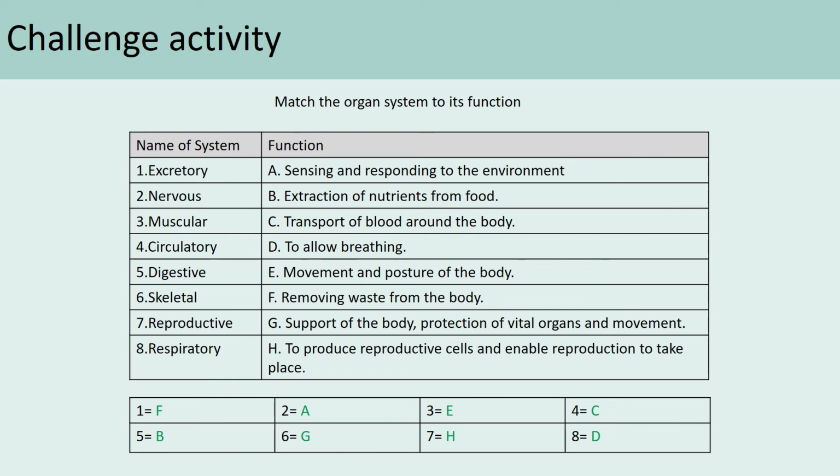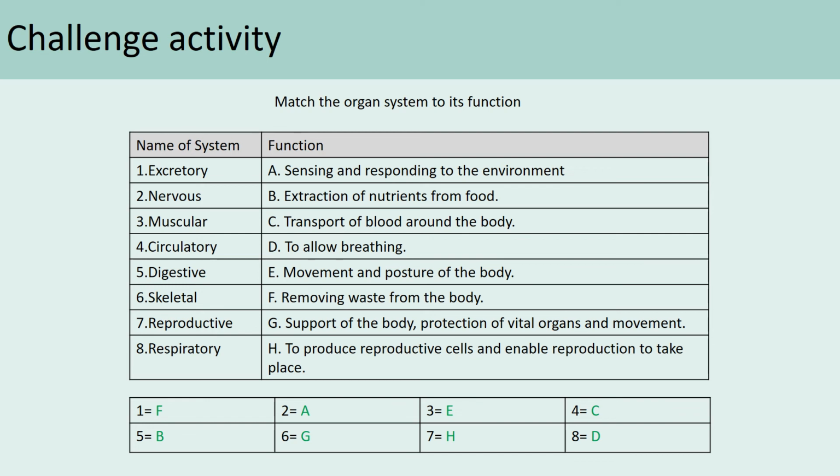Number 3, the muscular system, is all to do with movement and posture of the body. So hopefully we put 3 is E. Number 4, the circulatory system. This is to do with transport of blood around the body. So hopefully we put 4C. Number 5, the digestive system. That's extracting nutrients from food. So hopefully we've got 5B.